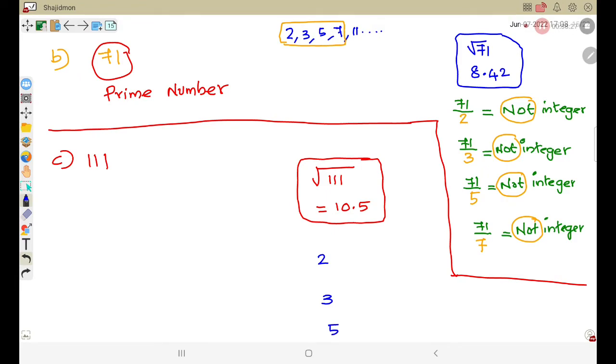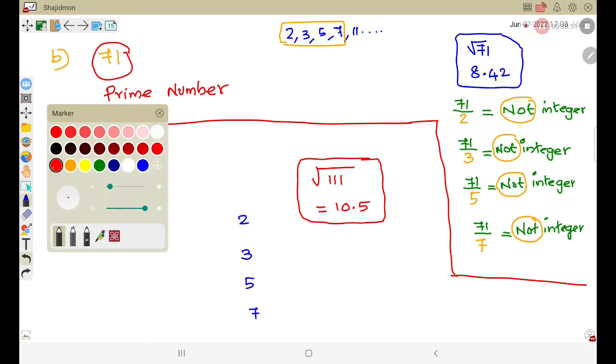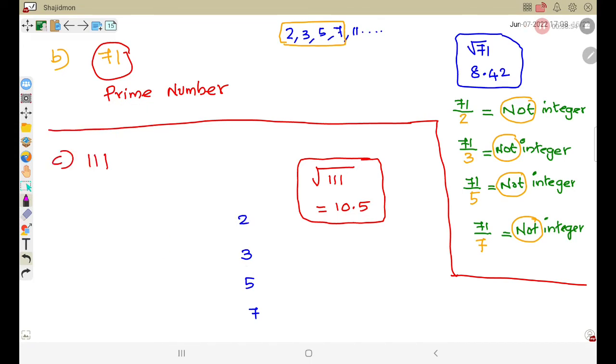I will write here, 2, 3, 5, 7. These are the numbers below 10.5. 11 we cannot take, because it is more than 10.5. So 2, 3, 5 and 7. Now with these numbers just check, can we divide 111 by them or not? So 111 divided by 2, by 3, by 5, by 7. Is it possible or not?